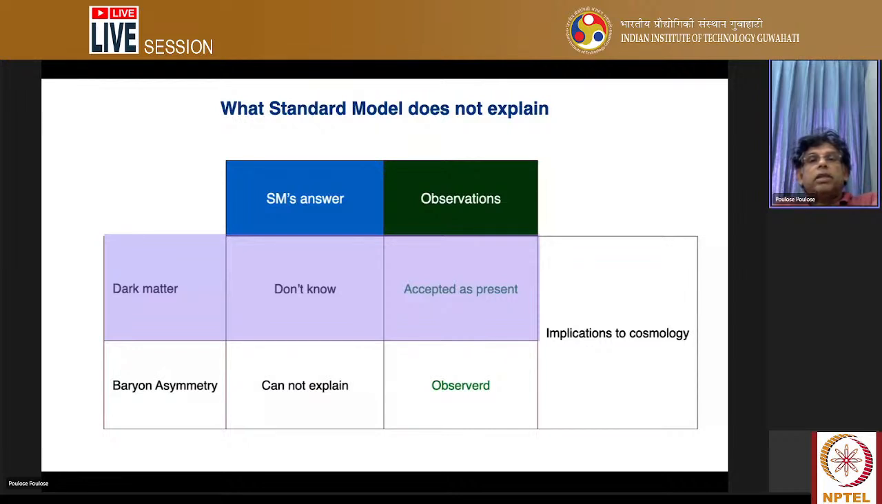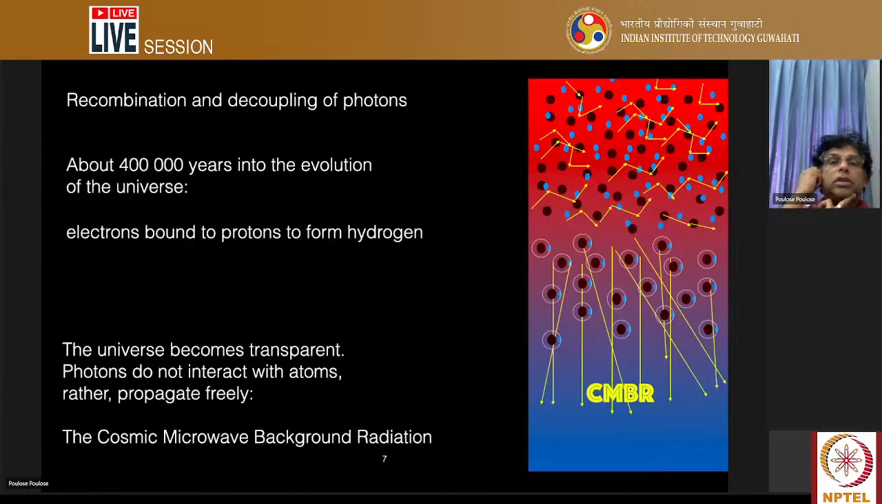So this has to be explained, and this particular observation, that such an asymmetry between matter and antimatter is seen in the universe at a very, very large scale, is known as the baryon asymmetry, and that's another thing that the standard model has to explain. We will actually look at the dark matter case today, very, very briefly.